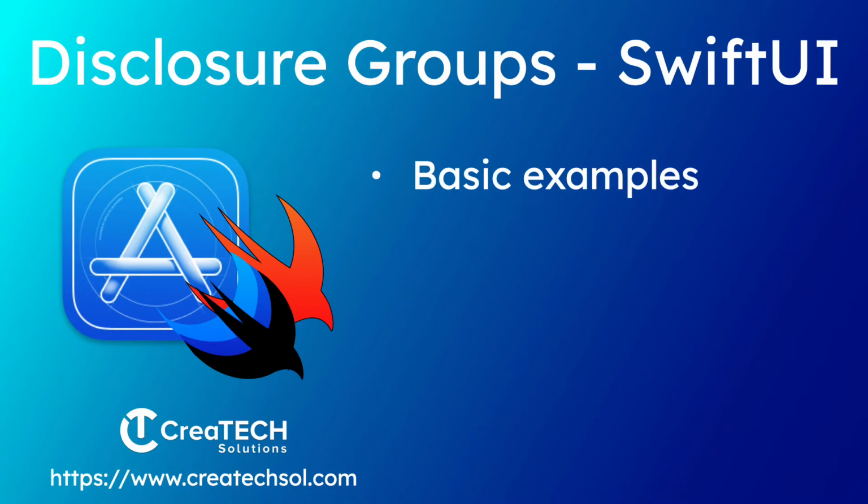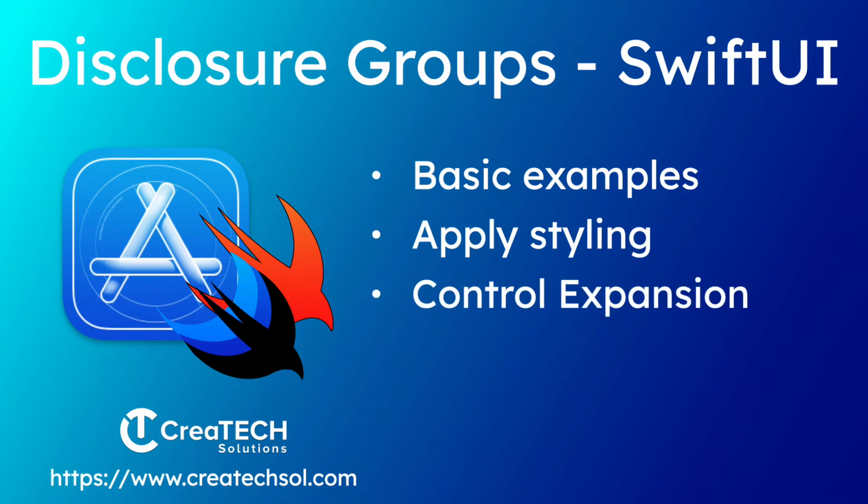I'll start with a basic example and show you how you can stylize them, and also show you how you can programmatically control the expansion and the collapse of a group. We will complete the video with a practical example where we convert a boring list view of items to a grouped list using disclosure groups that will allow us to collapse and expand the data.